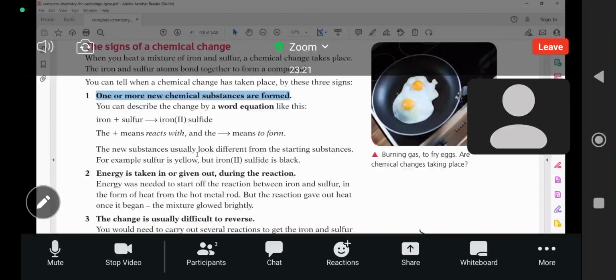They tell us that new substances look different from the starting substances.